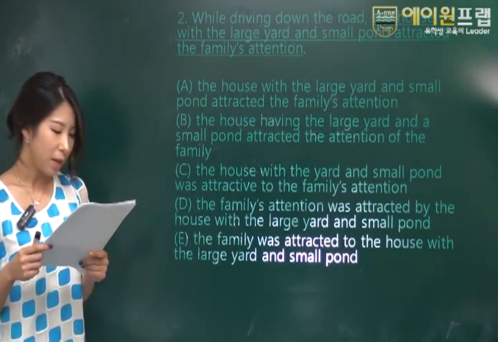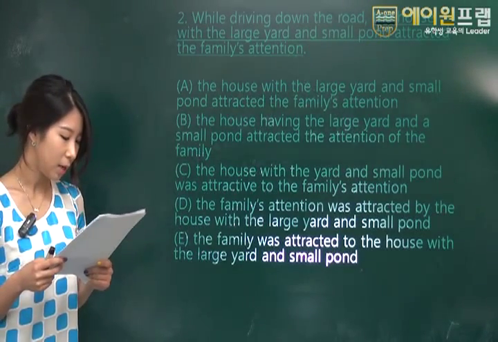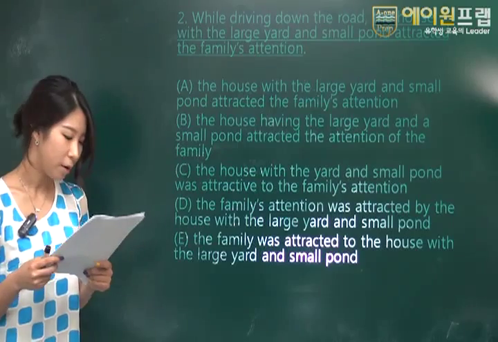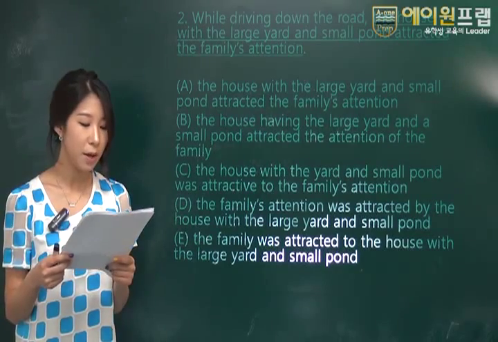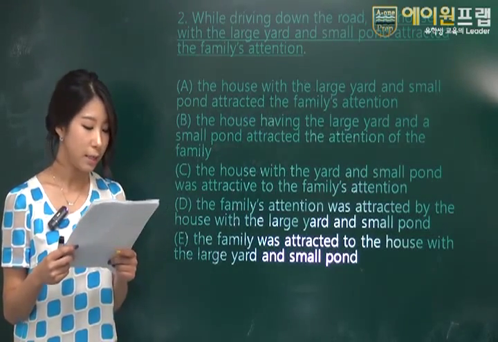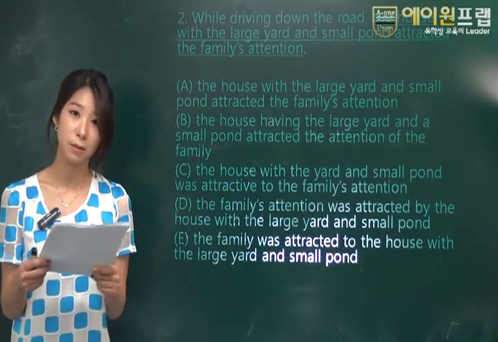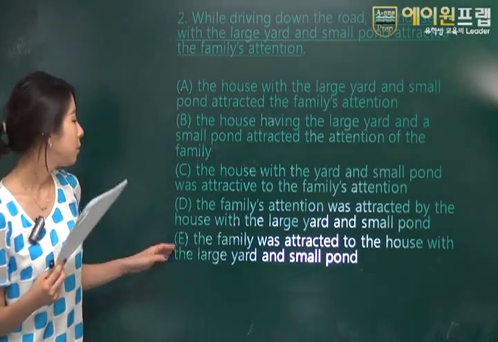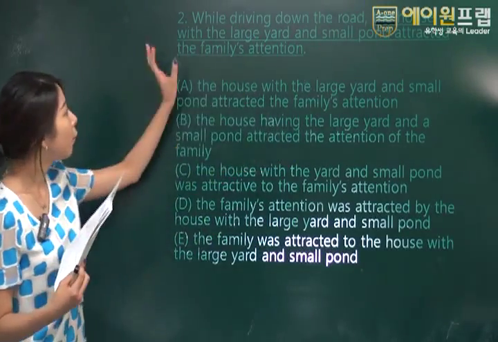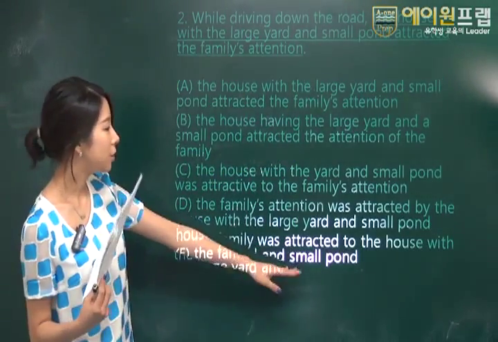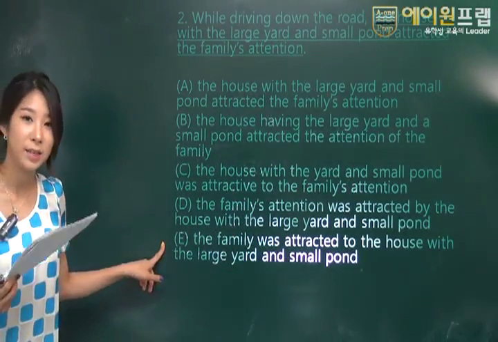So A, can the house drive down the road? No. And A, B, and C, all three of them have the house as the subject of the sentence, and it's illogical, right? So that's why A, B, C are immediately out. And D, the family's attention. Can attention drive down the road? No. So that's why D is also not correct. And E, this is the only one that has the right subject, the family. So they were driving down the road. While driving down the road, the family was attracted to the house with the large yard and small pond. So that's why E is the right answer. Okay?